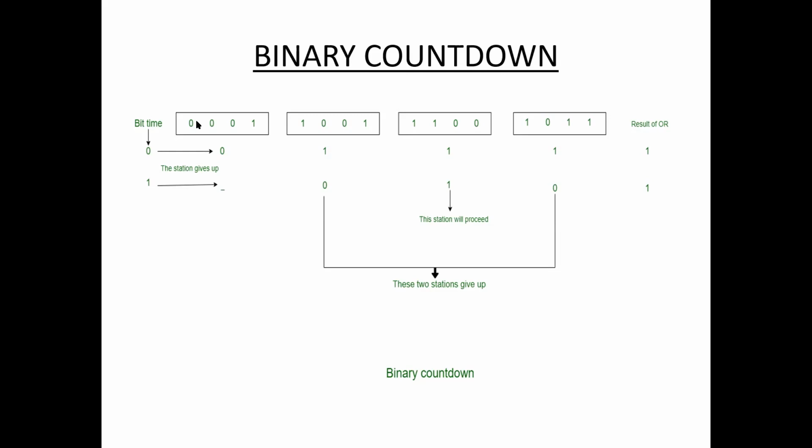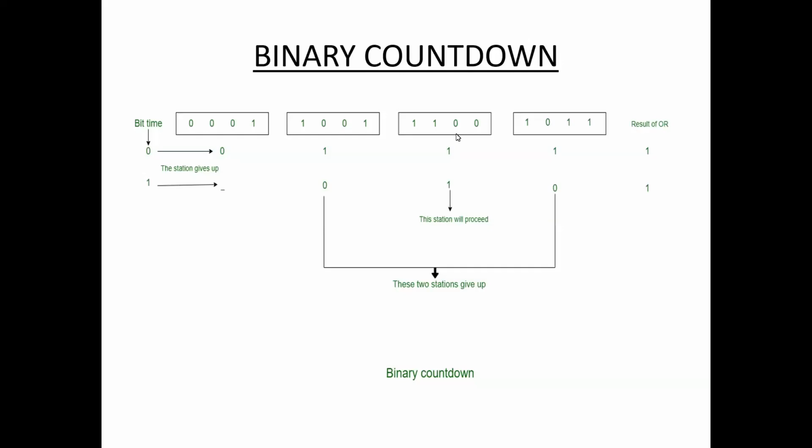See, first we take the first bit, the high order bit, the MSB. Here the first bit is 0, here 1, here 1, and here 1. Now we perform the OR operation: 0 or 1 is 1, and 1 or 1 is 1. So the result of the OR operation is 1.